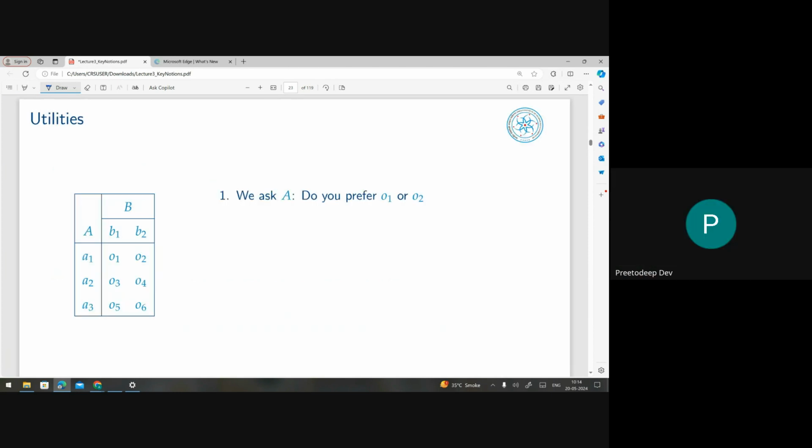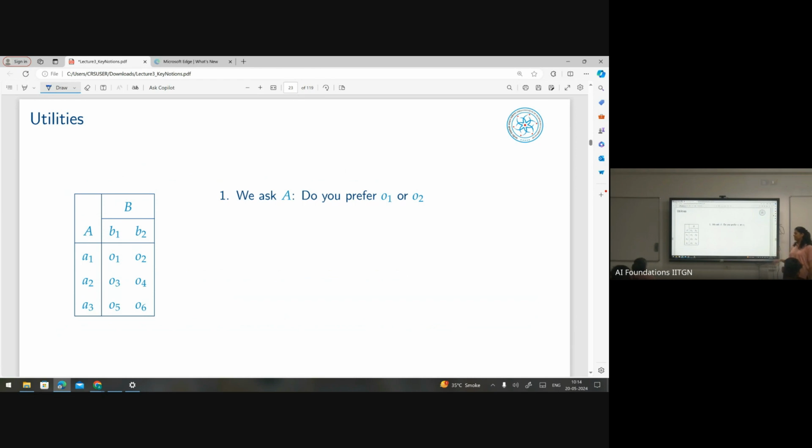Yes. So let's consider a generic game. There are 2 agents, A has 3 actions, B has 2, and these are all the possible outcomes. Now, how do we get the preferences? We go and ask A, do you prefer O1 or O2? That's the only way that we can ask for preferences to A.